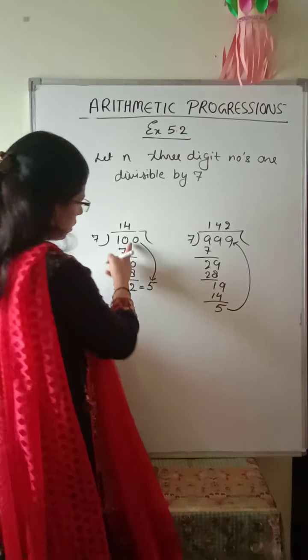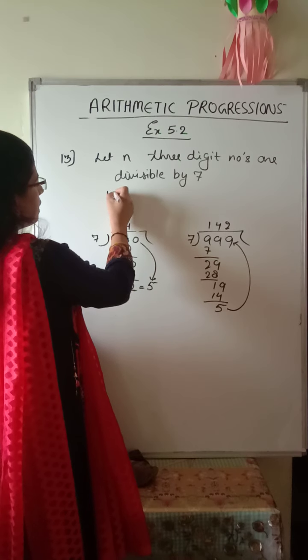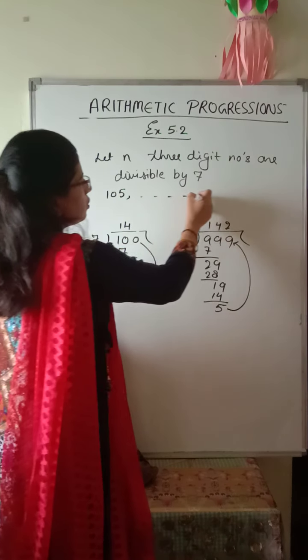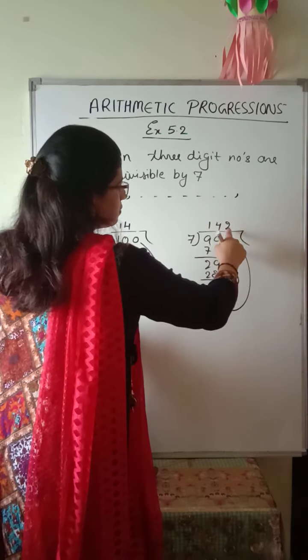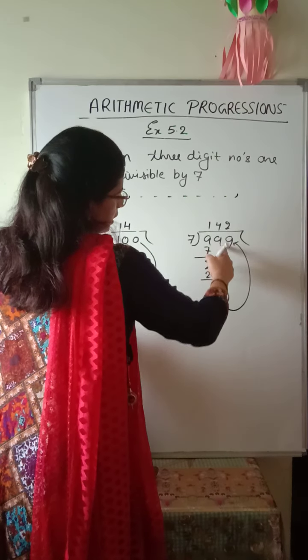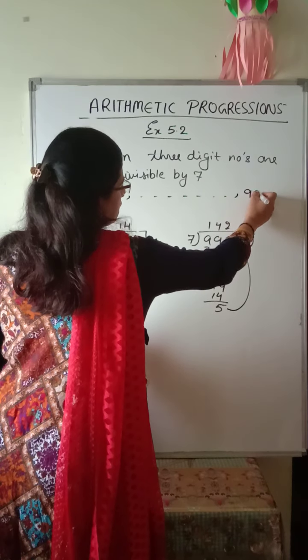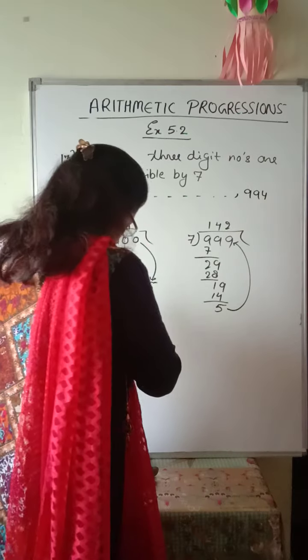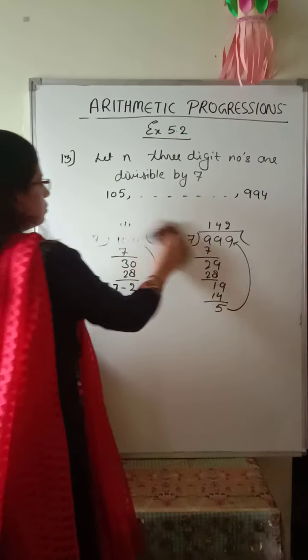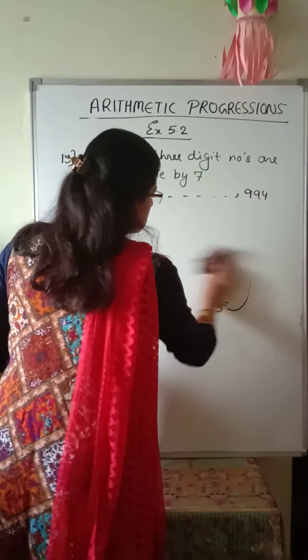ओके, सो 100 प्लस 5, so the AP is 105 up to so on. और last term, which is the last term, this is 999 minus 5, that means 994. Okay, so this is your AP. So this is divisible by 7.